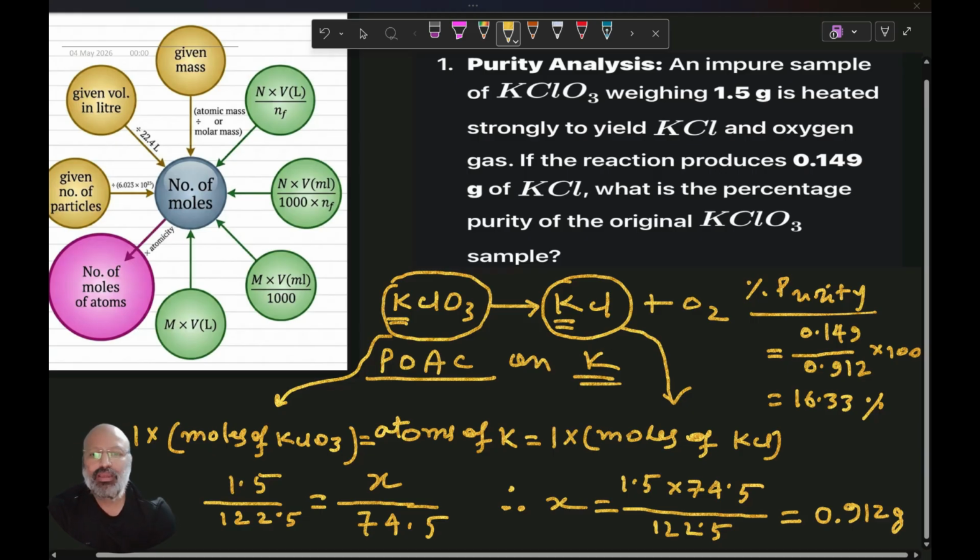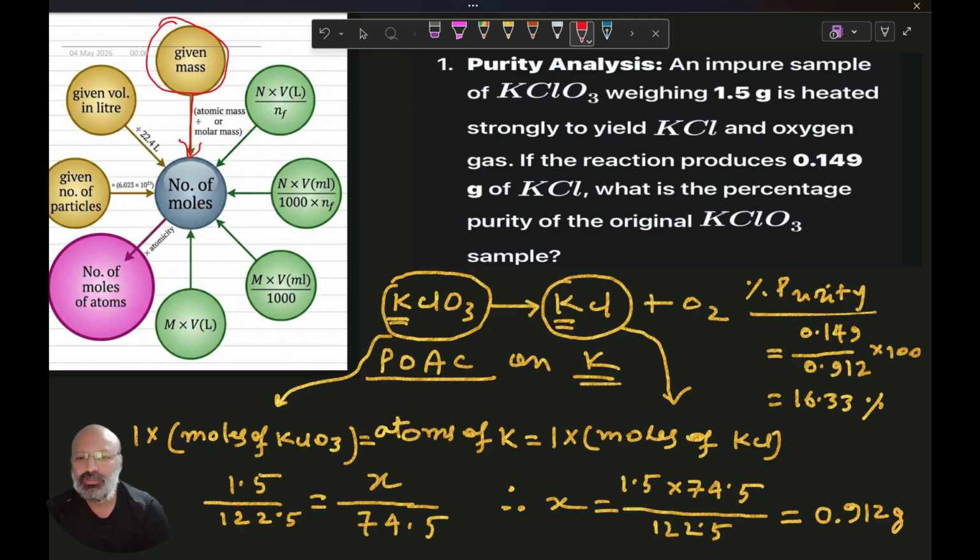See how I am reaching the number of atoms of potassium, both from KClO3 and KCl. It is because of this flow chart. I am first taking this route, where this is the given mass. Let me write it with a different ink. This is the given mass in both the cases. Then I am dividing by the atomic mass, the molecular mass. I am reaching the number of moles, and after that, I am multiplying by the atomicity.